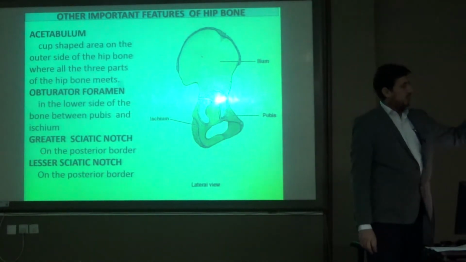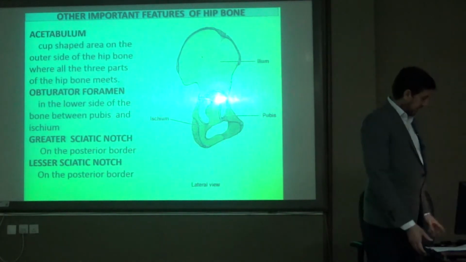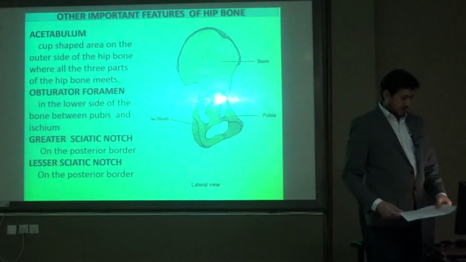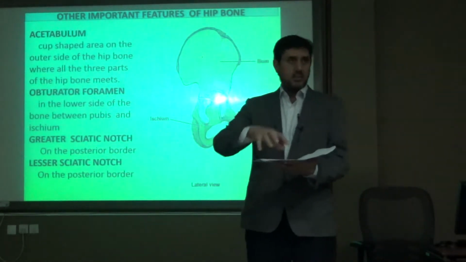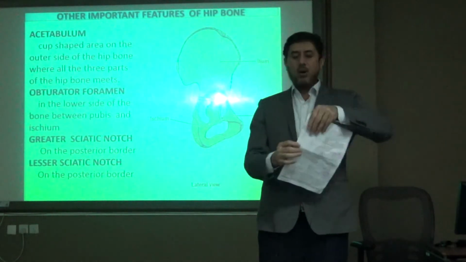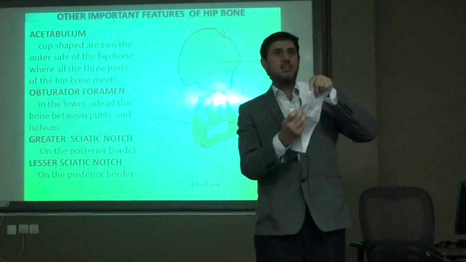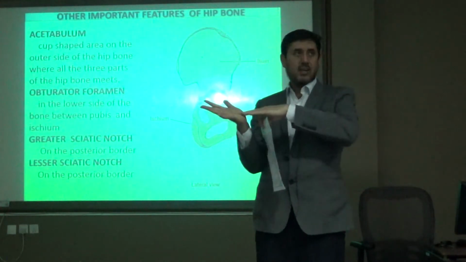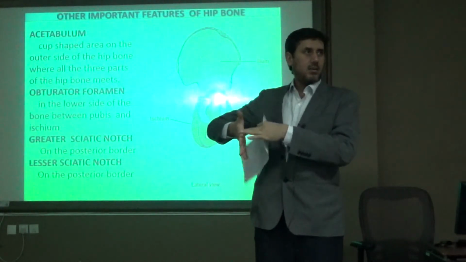Fossa, and whose is this one? Yours? Fossa, and good. On a surface, the depression is known as fossa. But on a border, any depression is known as notch. This is the fossa, but this is notch on the border.